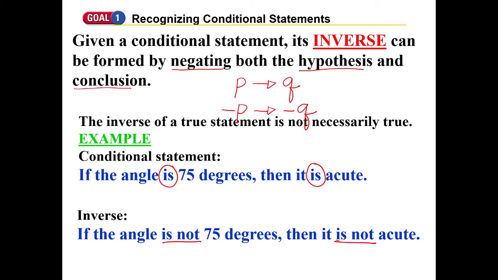Now, is this statement true or false? False. What makes this false? Give me an angle that is not 75 degrees, but is acute. 60 is not 75, right? 60 is not 75, but 60 is acute. Is that true or false?